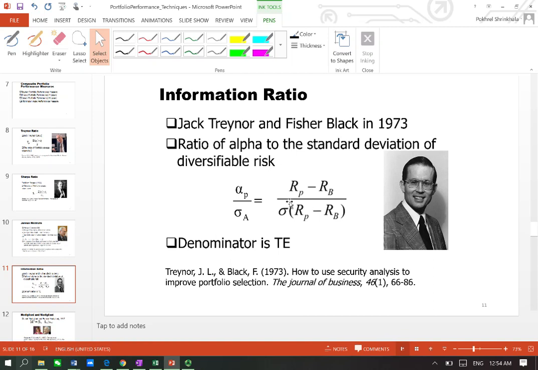The denominator part, which is this, is basically the amount of residual risk or unsystematic risk that the investor incurred in pursuit of those incremental returns. This is also known as tracking error. And it is a cost of active management of the fluctuations in the different periods of the excess return, excess from the benchmark.